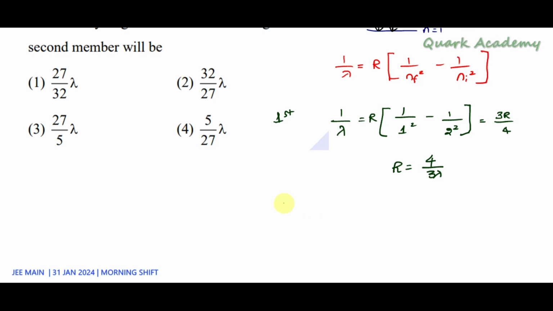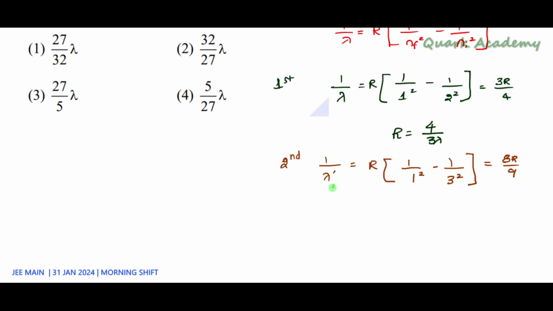Now we'll find the second member. Let's consider lambda dash: 1 by lambda dash equals R into 1 by nf squared. It is 1 only, and in this case, ni is 3, so 3 squared, and you will get 8R by 9. So lambda dash we need to find. Let's rewrite this: 1 by lambda dash equals 8 by 9 into R. We'll substitute R from the previous finding.